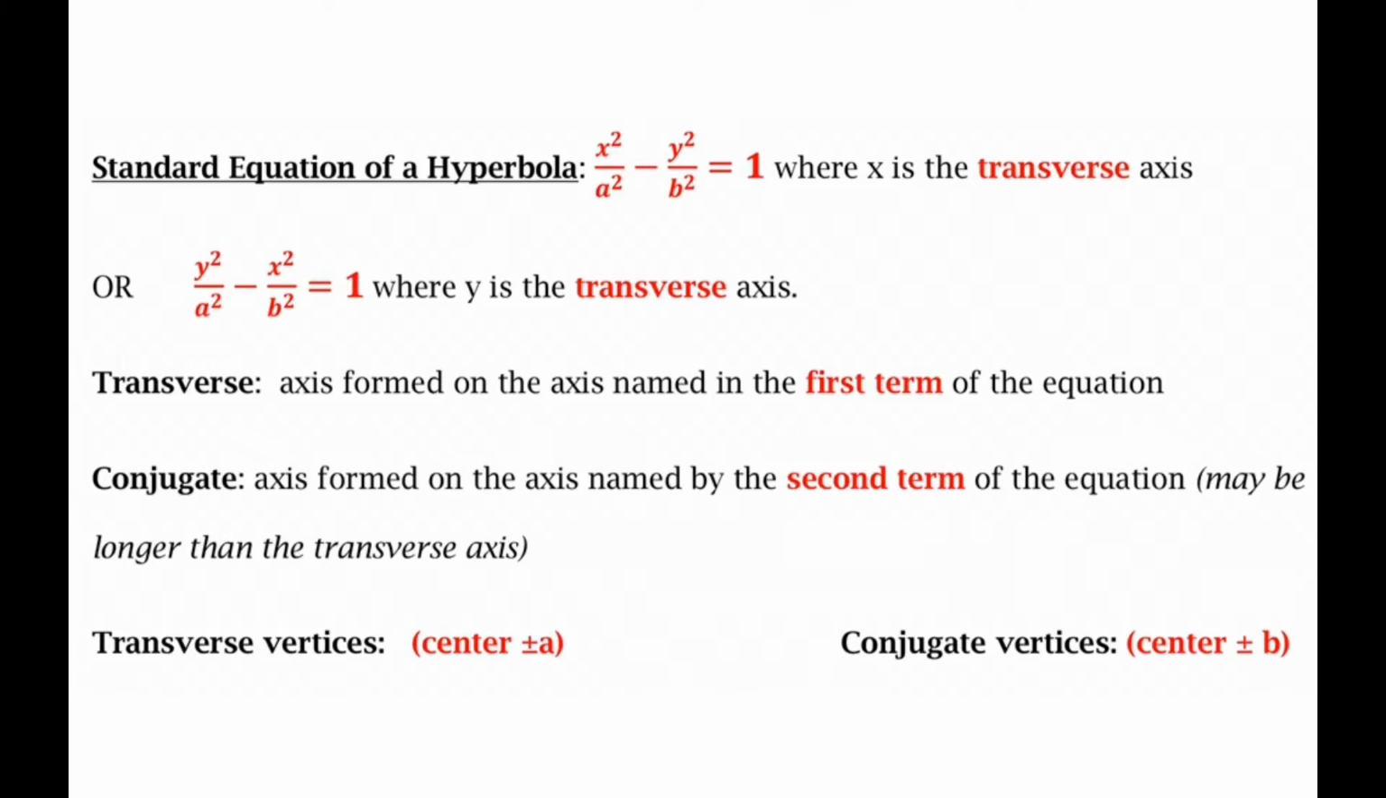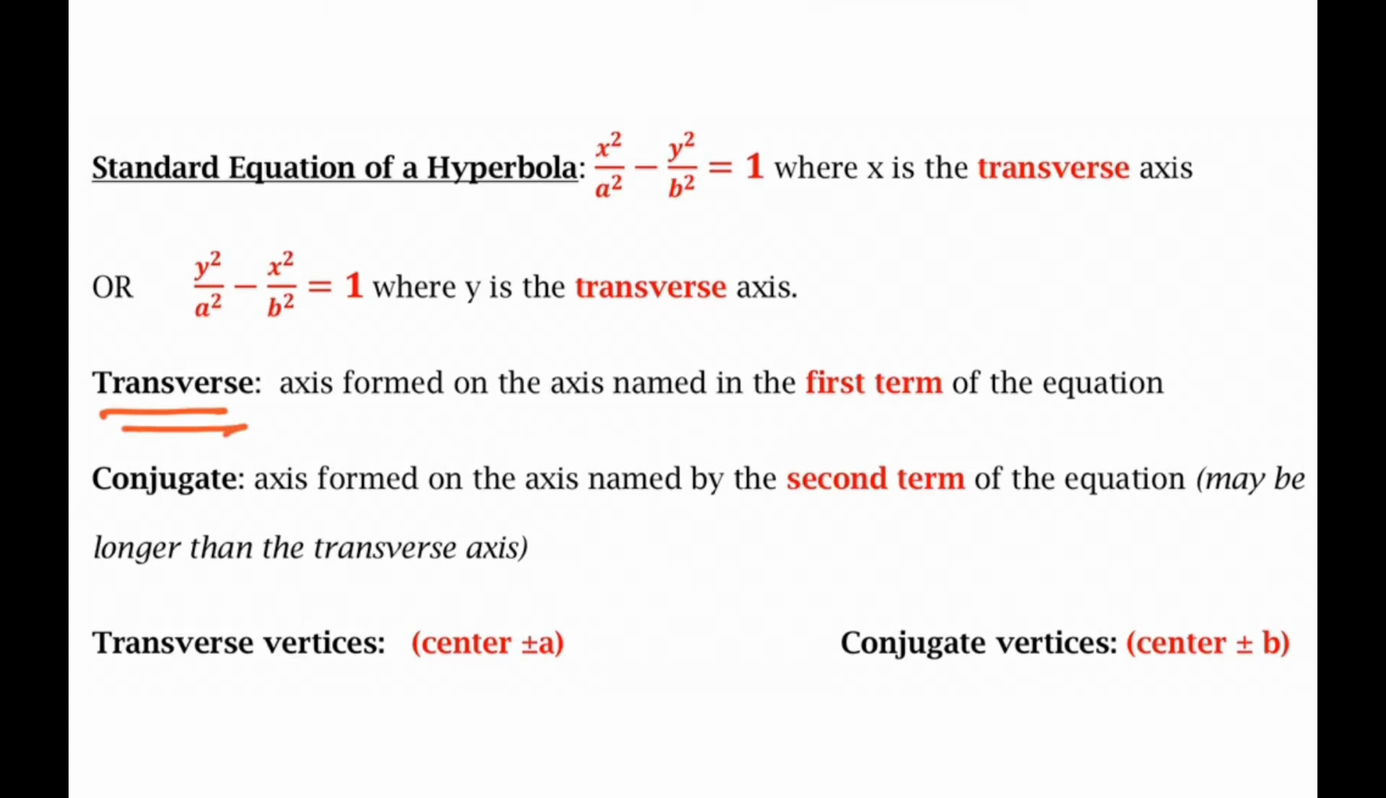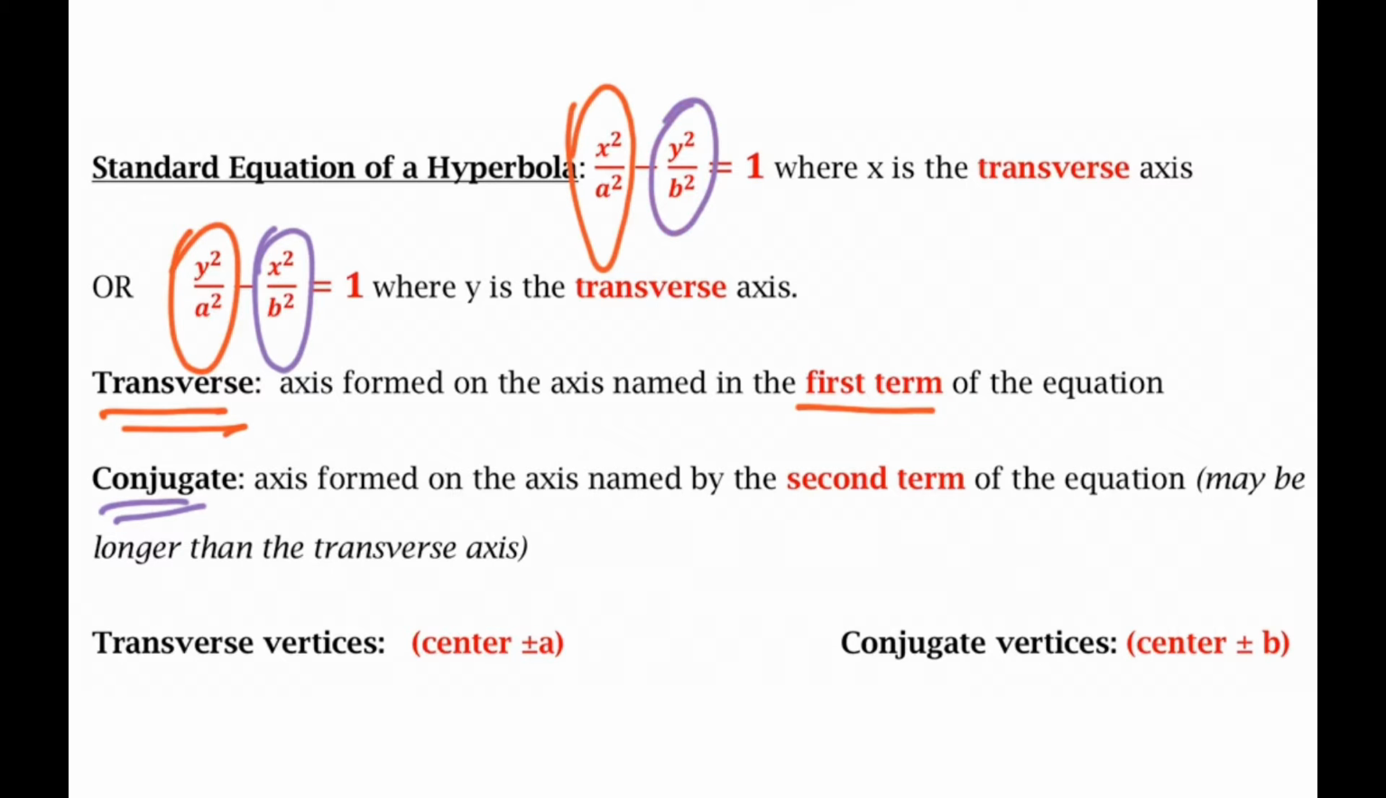Now, if it's going the other way where it has y squared minus x squared, that means that your hyperbola is going to be going like this. If it's x squared minus y squared, then it's going to be going like that. And so that's how you know which way it's opening. The transverse axis is the axis formed by the first term of the equation. So if it's on the y-axis or if it's on the x-axis. So that's telling us which way it's opening, and that's where the transverse axis is. The conjugate axis is the axis that's formed by the second term. So the second term will tell us about the conjugate axis. And the conjugate axis, again, like I said, might be longer than the transverse axis in a hyperbola.